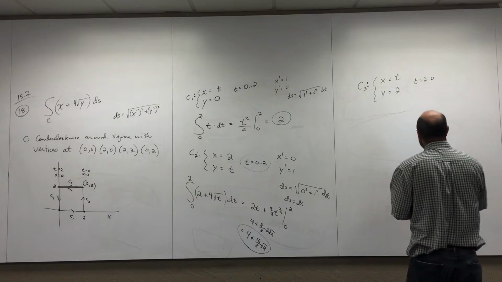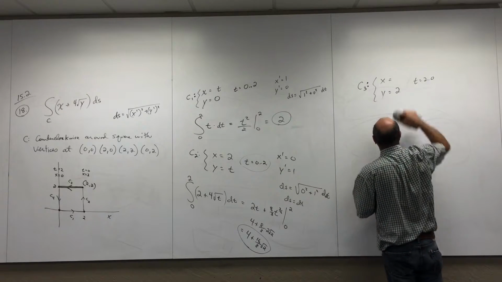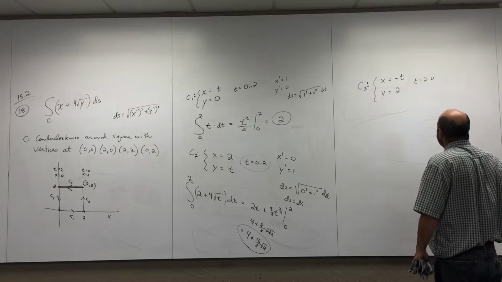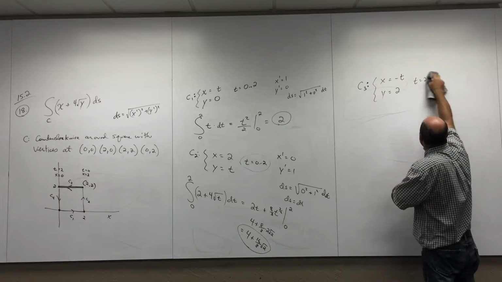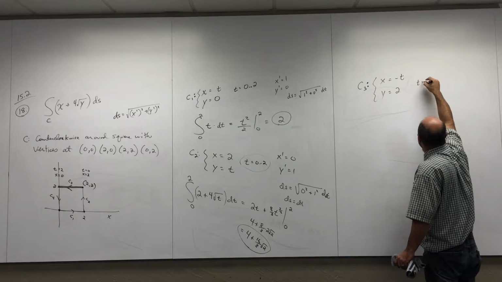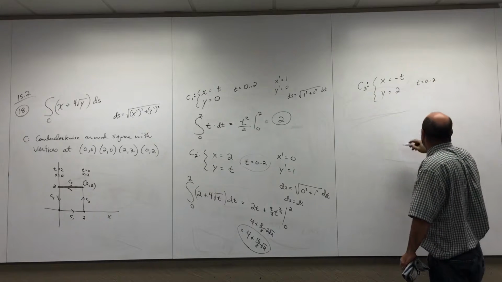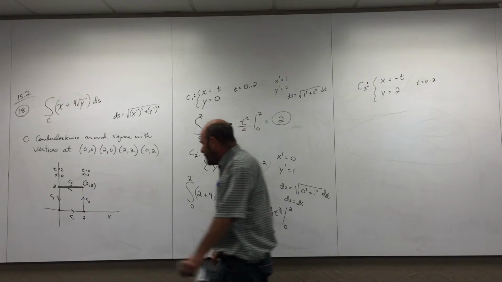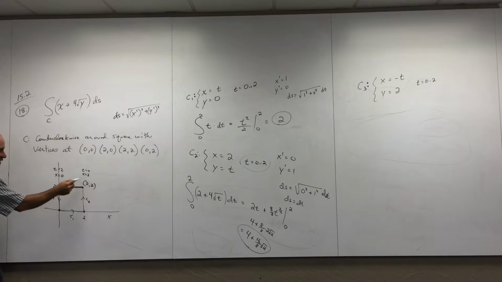But I have some experience. What if I just put a negative t, does that work? No, and then try to go from 0 to 2? See, that doesn't work. That goes from 0 to negative 2. What am I trying to do? I want x to go from 2 to 0, while t goes from 0 to 2.